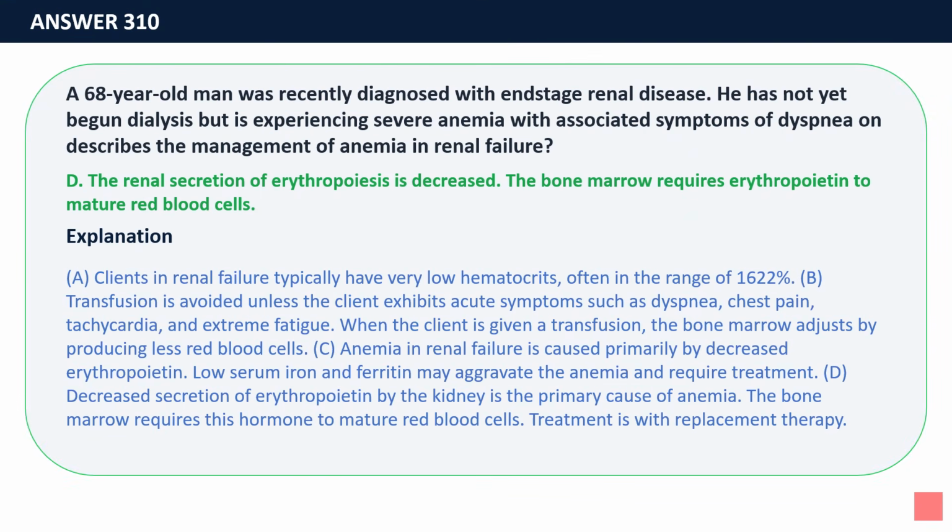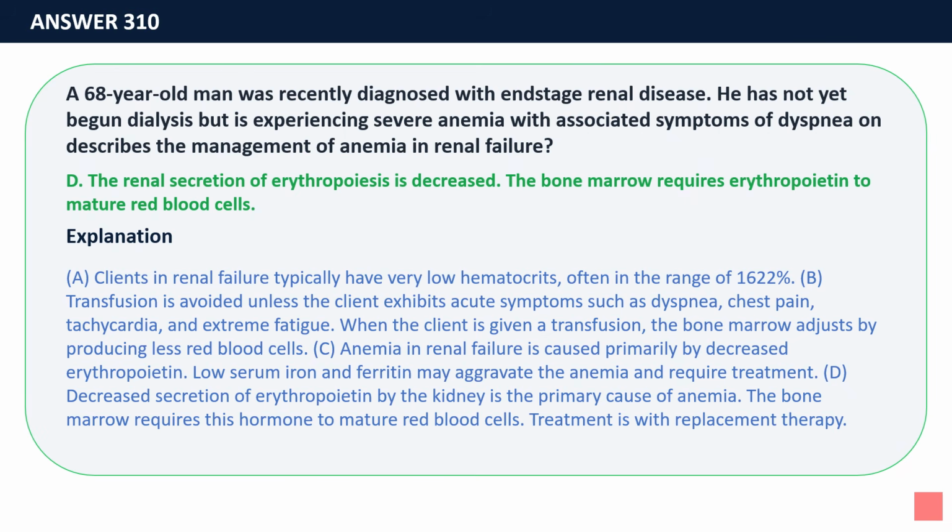Answer: D. The renal secretion of erythropoietin is decreased. The bone marrow requires erythropoietin to mature red blood cells. Explanation: A. Clients in renal failure typically have very low hematocrits, often in the range of 16-22%. B. Transfusion is avoided unless the client exhibits acute symptoms such as dyspnea, chest pain, tachycardia, and extreme fatigue.